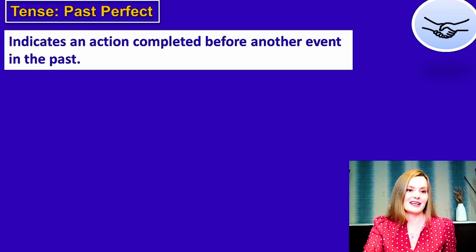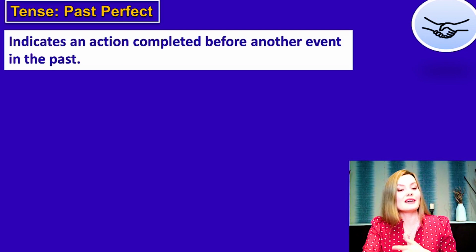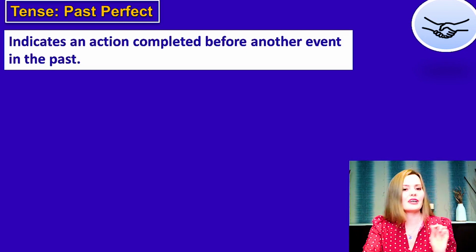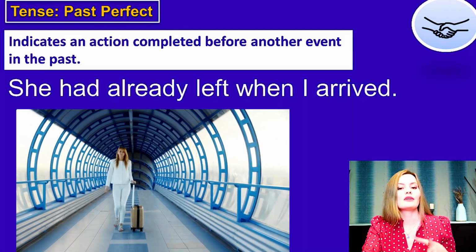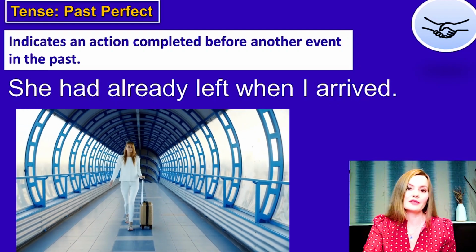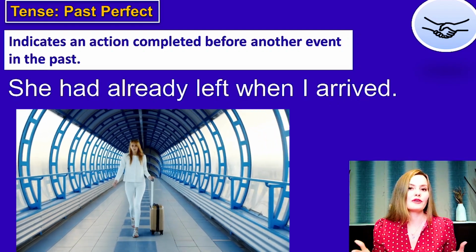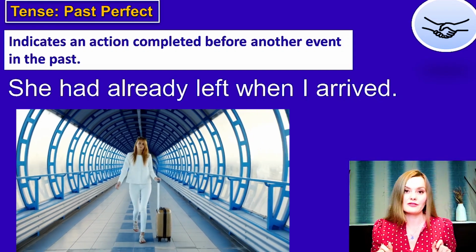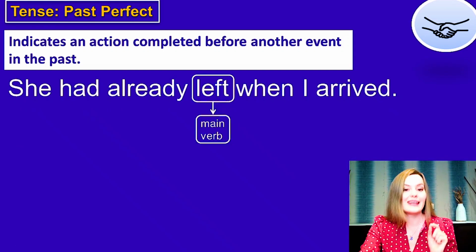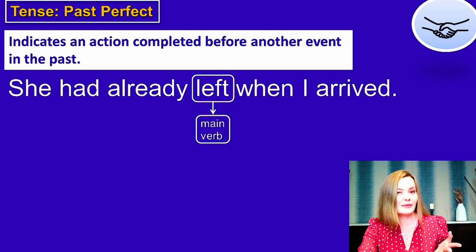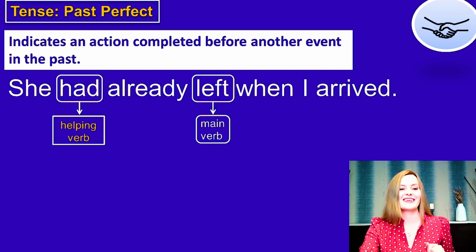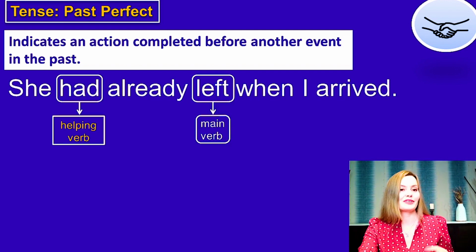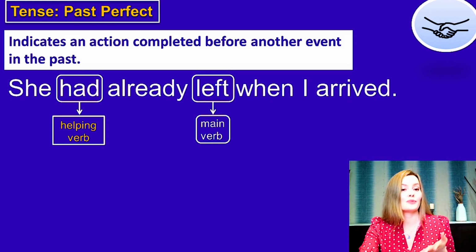Past perfect tense indicates an action completed before another event in the past. For example, she had already left when I arrived. Let's find the main verb in the first part of the sentence. She had already left. Of course, left. And what is the helping verb? Yes, you're right, had. The helping verb had helps us to build the past perfect tense.